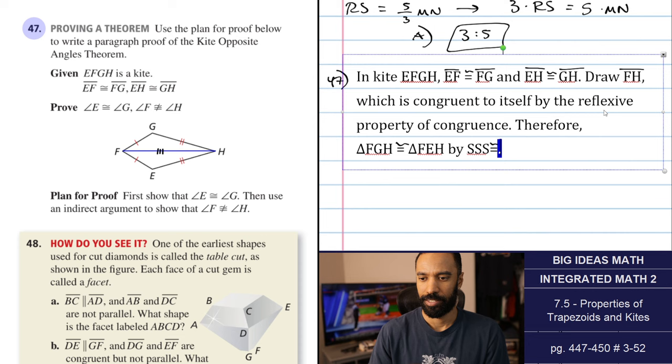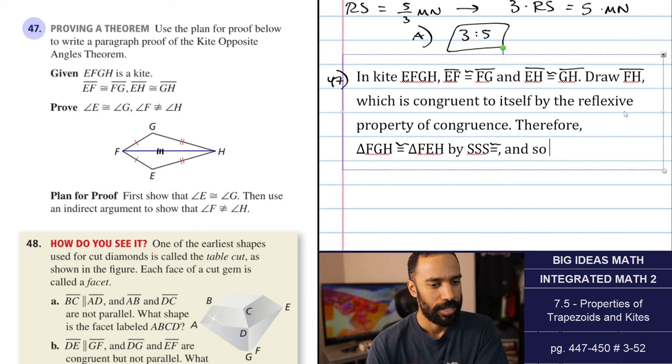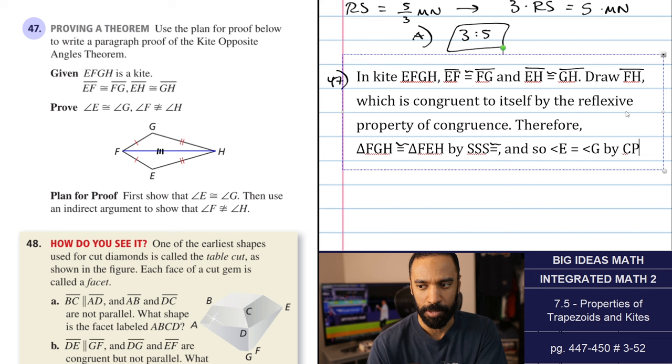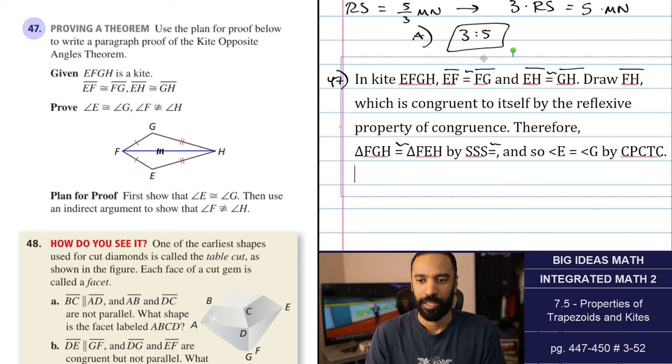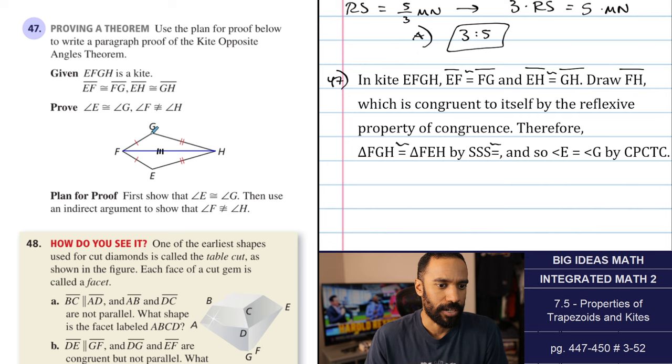And so angle E is congruent to angle G by CPCTC. So those are the two corresponding parts, G and E. So congruent by CPCTC. So there's the beginning part. So these two are congruent here. Now, my indirect argument is going to be based on the pretense that a kite cannot be a parallelogram. Therefore, those can't be congruent.